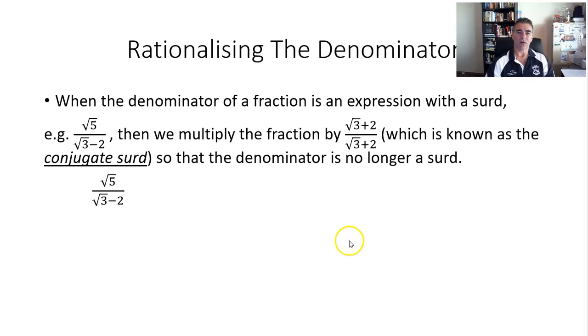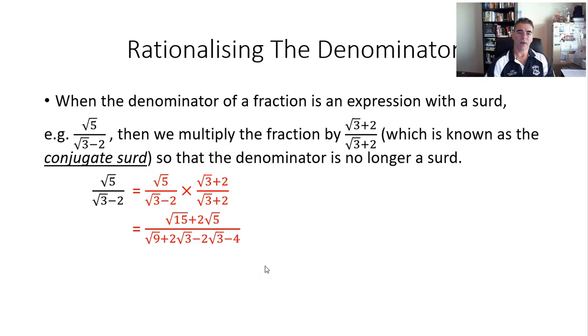So there's our question. Let's multiply it by root 3 plus 2 over root 3 plus 2. Remember the opposite sign. Multiply numerators together, so root 5 times root 3, and then root 5 times 2. So we get root 15 plus 2 root 5. And then we multiply our denominators together. So root 3 times root 3 is root 9. Root 3 times positive 2 is positive 2 root 3. Negative 2 times root 3 is negative 2 root 3, and negative 2 times positive 2 is negative 4.